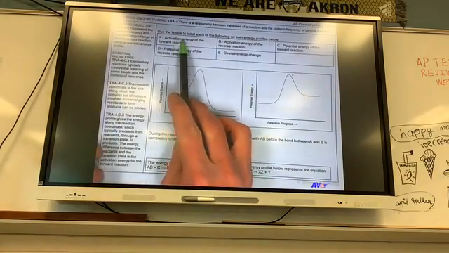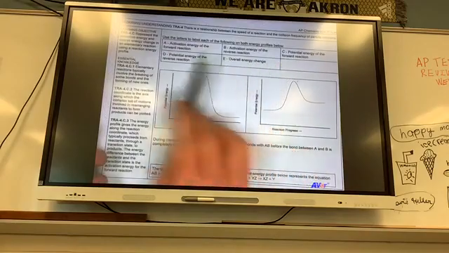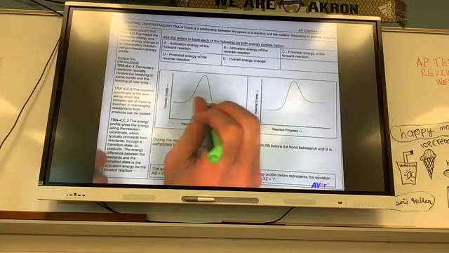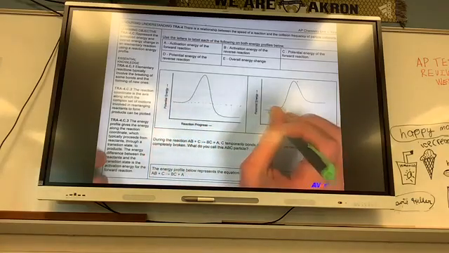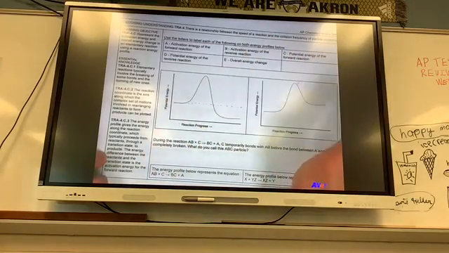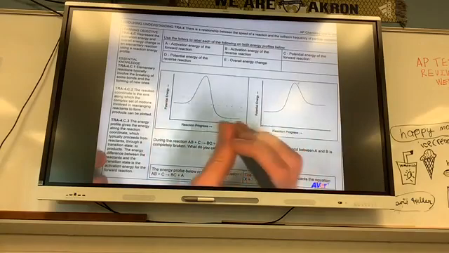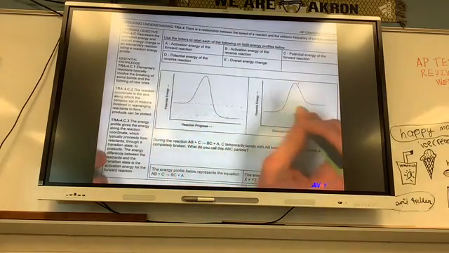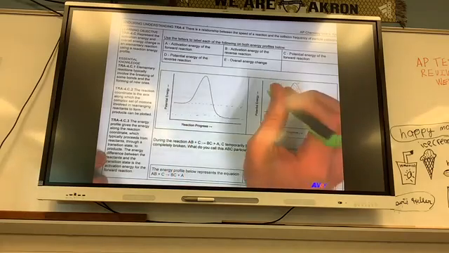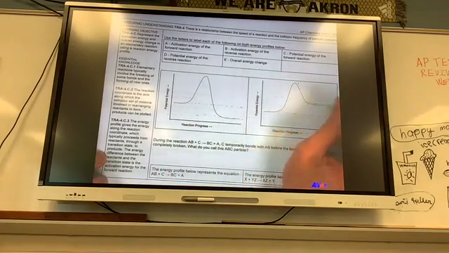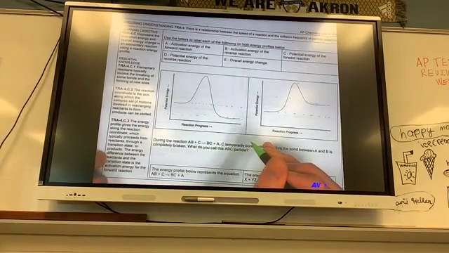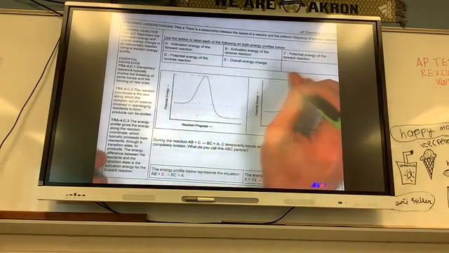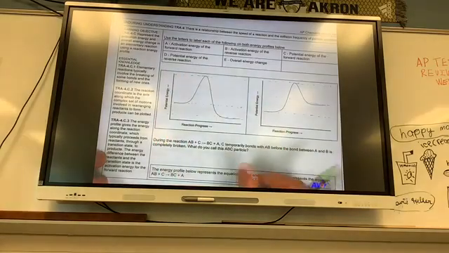Use the letters to label each of the following on the energy profiles below. A, activation energy. Well, first, I'm going to draw a line here. Both. I'll draw a line there. Draw a line here. Draw a line here. Draw a line there. I'm also going to draw a line here and there. I think that's going to help us.